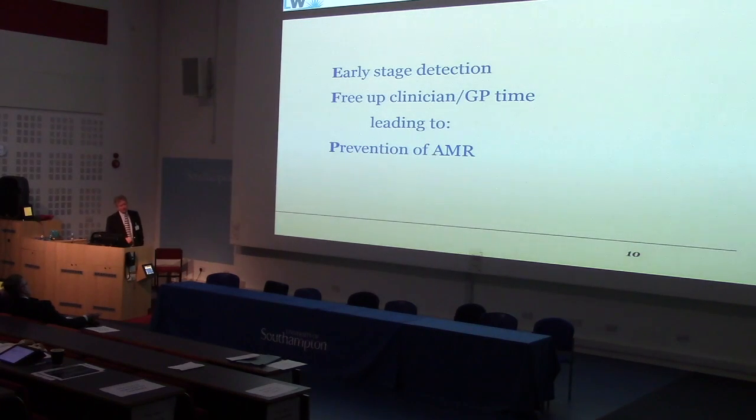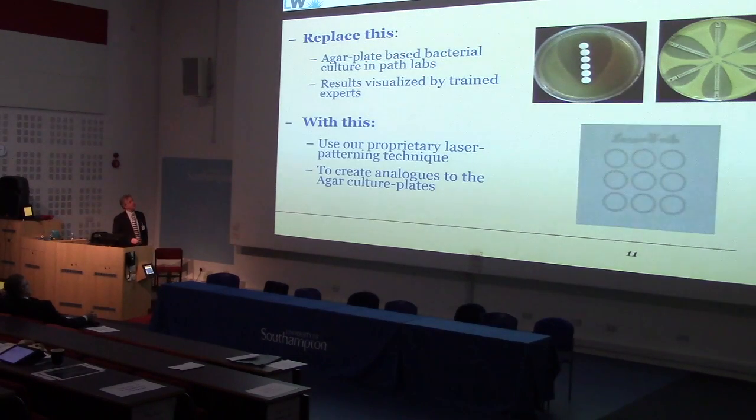So looking at paper-based testing, we think this will allow early stage detection, because you can get this sent to you in the post. It'll free up clinician or GP time, because you do it at home, then you come back and engage your GP or clinician, leading to prevention, we hope, of AMR. Our solution is the following. These are conventional Petri dishes here, and there are schemes where you can dose this up with various levels of materials, let's say biochemicals, samples, and you can look for the growth of bacteria inside your plate. It gets quite complicated, and you've really got to have it interpreted by experts.